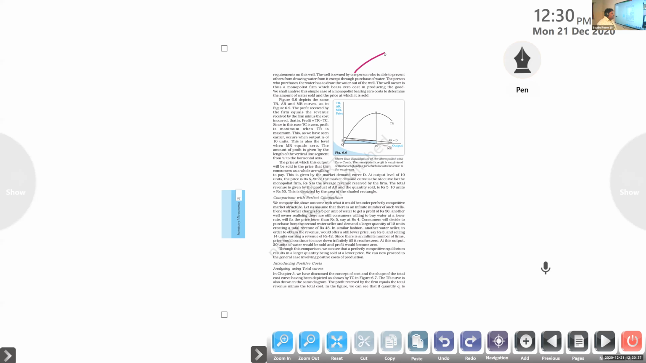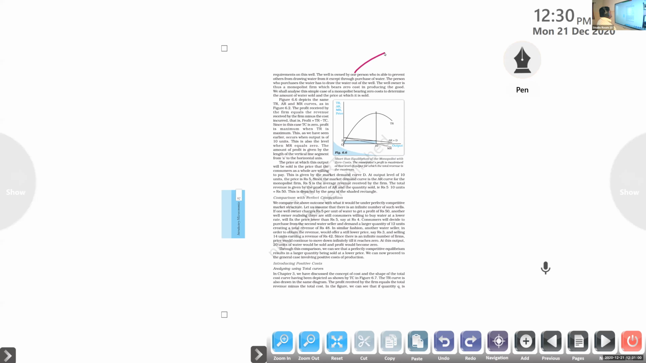Is he spending any money to produce that particular good called water? No. It's a natural gift. Right or not? A gift of the nature. Is that a gift of the nature? Of course, he doesn't want to spend any money. Only the money he spent to dig that well, right? Let it be. The well owner is thus a monopolistic firm which bears zero cost in producing the good.